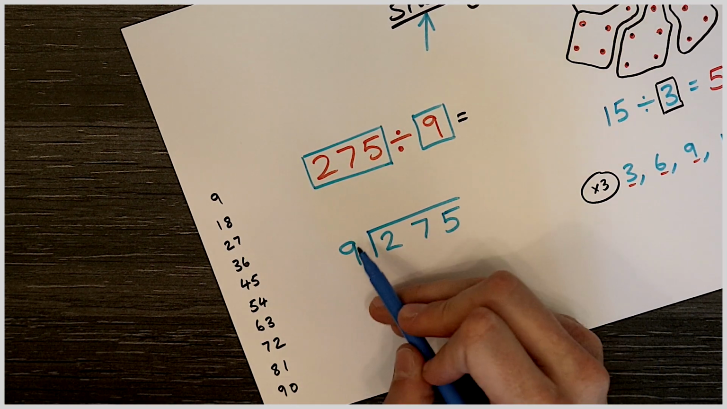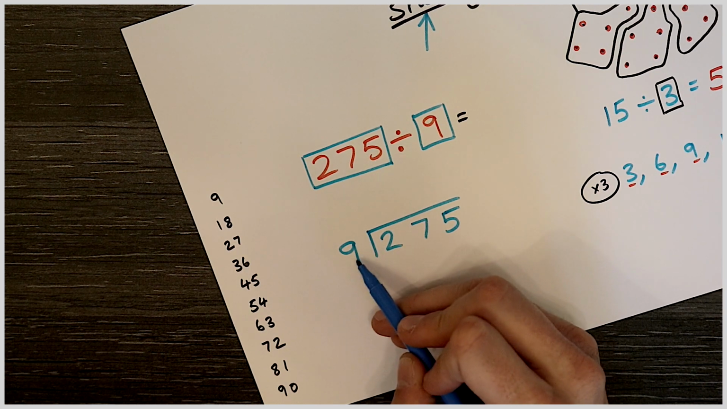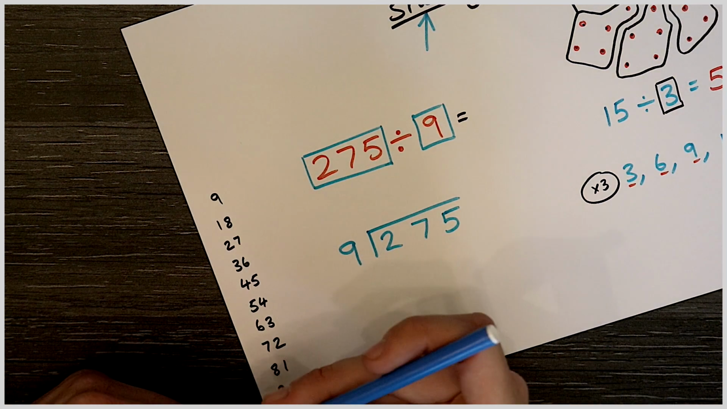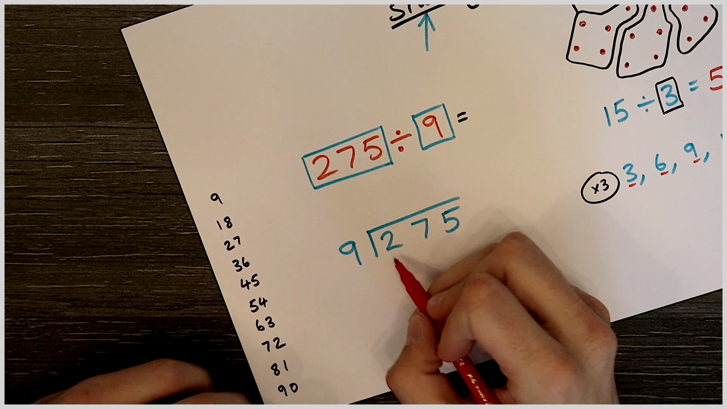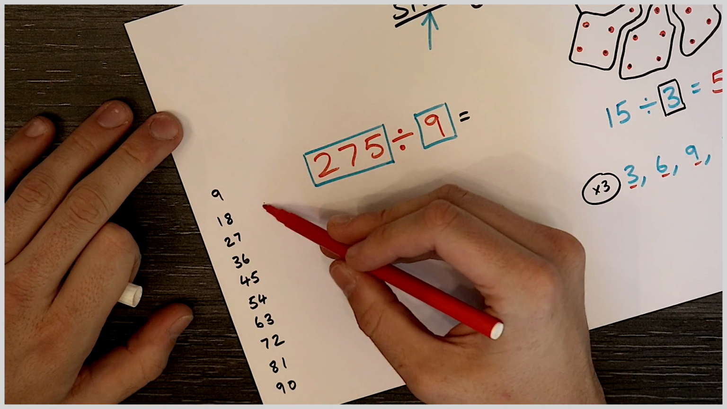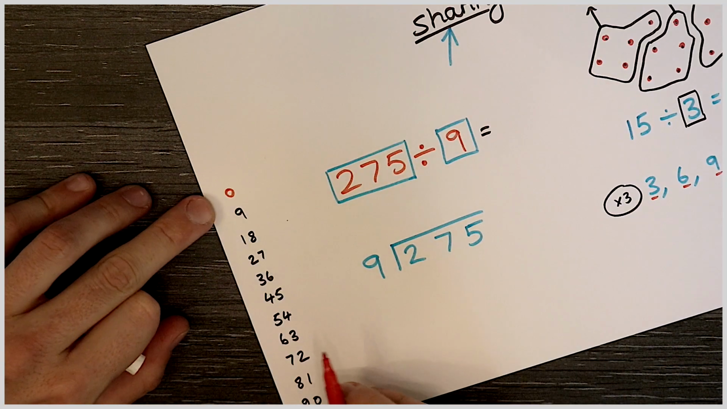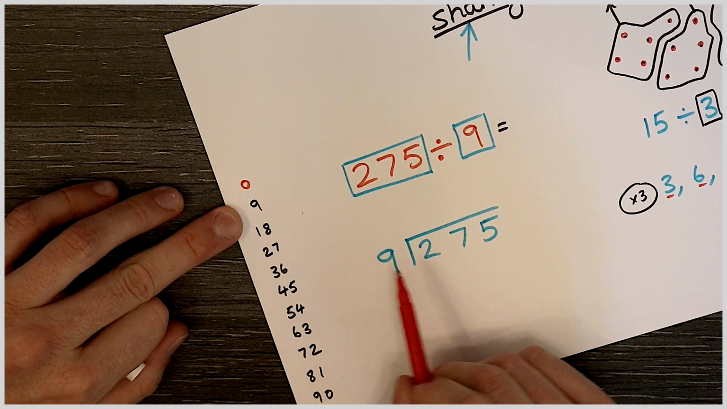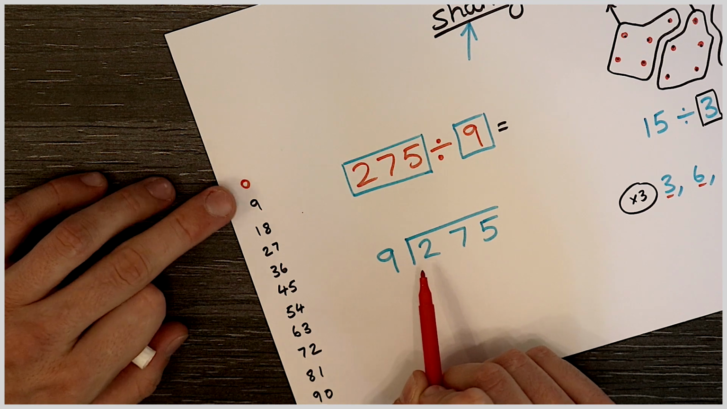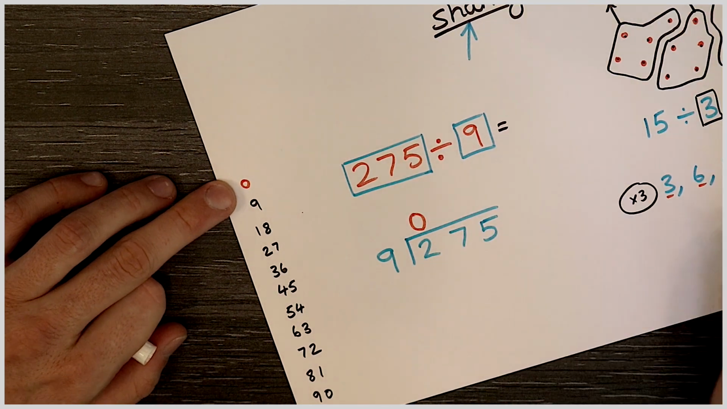We're going to put our divisor, which is the number that we're splitting it into, on the outside. And we're going to start asking ourselves this question. How many 9s can I fit into 2? Well, if we look at our 9 times table, 0 times 9 is 0. 1 times 9 is 9. Well, 1 is too much because we've only got 2 here. So the answer is a 0 here.